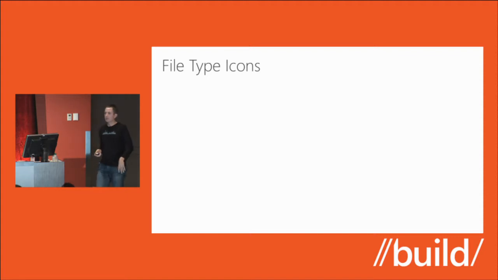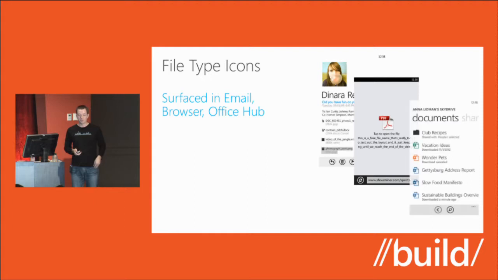So that's under the hood. Let's pop up above the hood again and talk a little bit about file type icons. Clearly, for file types, there are in a lot of cases instances where you want to have a different icon, a different asset for representing that file type compared to just your standard application icon. So there's another opportunity for you to expose your brand in the three built-in experiences that I talked about: the email client, the browser, and Office.